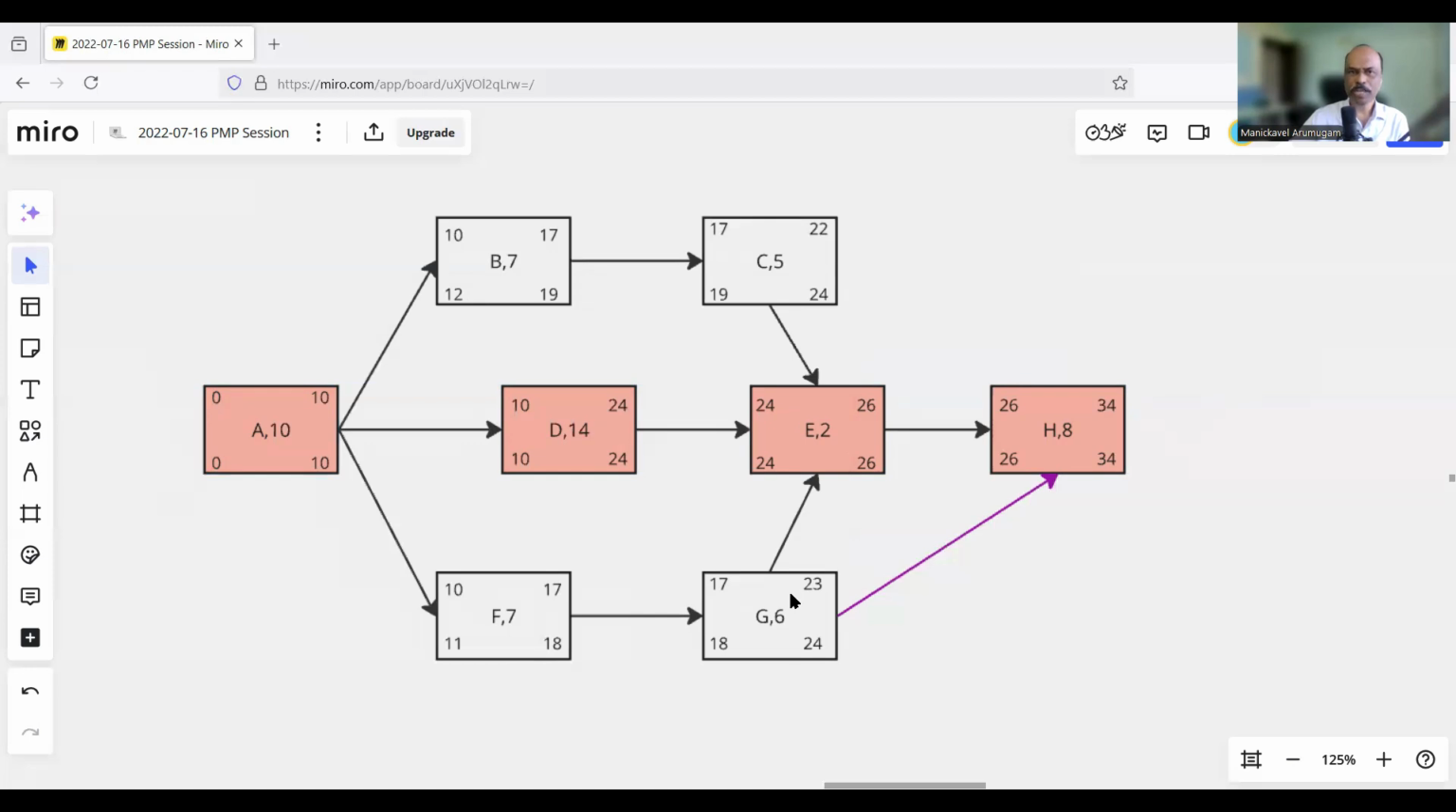Is there any free float? B does not have any free float. Yes, C has a free float, 22 to 24, so there are 2 days of free float in C. And G is finishing on 23, and then E is starting on 24, so there is a 1 day free float at G. So that's basically the calculation.